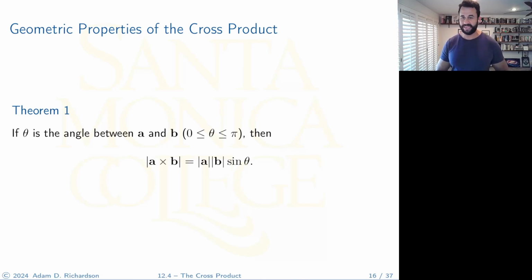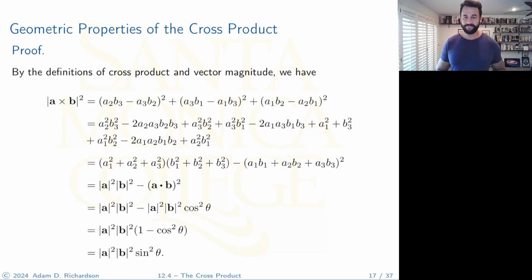So it's kind of cute. It has this formulaic similarity to the result of the dot product, right? It's not the same thing. It just happens to be that they have a similar structure in this case. So this one I think is definitely one worth proving, just so that you can see it's not some totally arbitrary thing that was made up. So here we go.